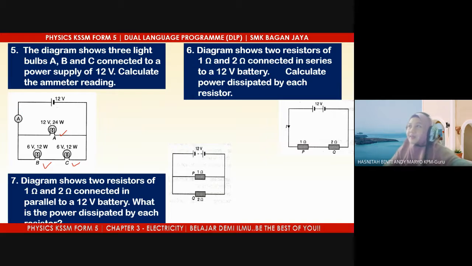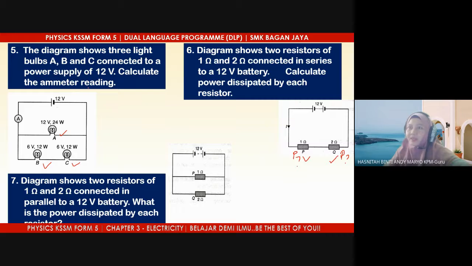Number 6, you are given two resistors P and Q, 1 ohm and 2 ohm respectively. Find the power dissipated by each resistor. What is the power in P and what is the power in Q?